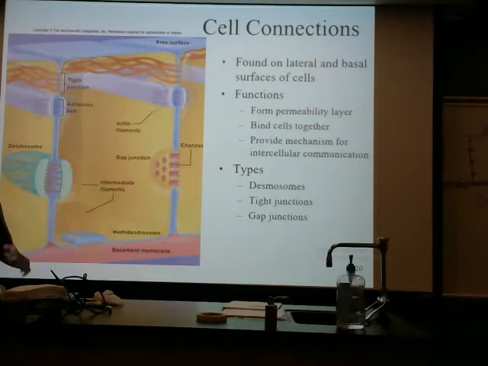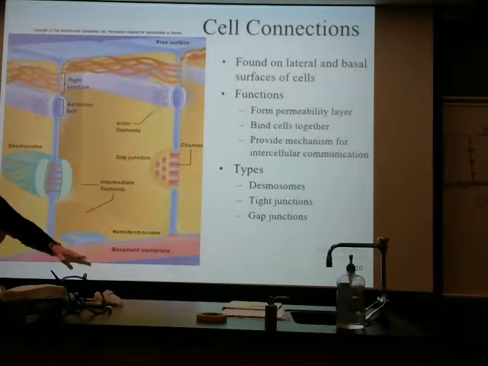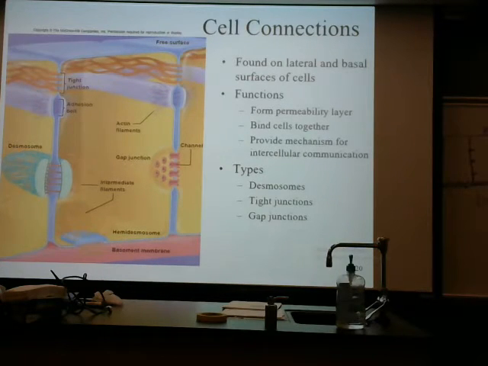So, half. Now, this is, of course, on the base. So note I've got little projections, but then I've got projections into my basement membrane. This is anchoring the cell to the basement membrane. Isn't that kind of cool? So basically the desmosomes, they're helping to anchor the cells.